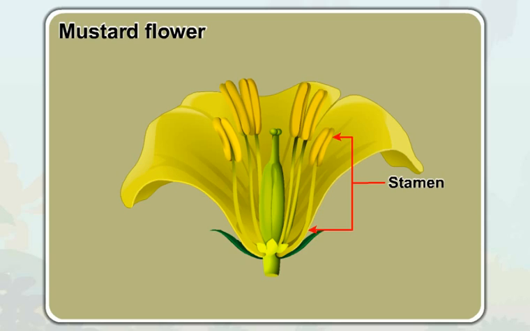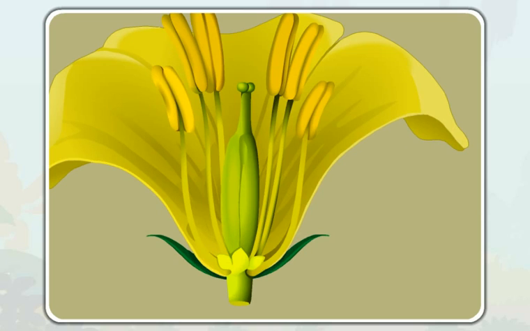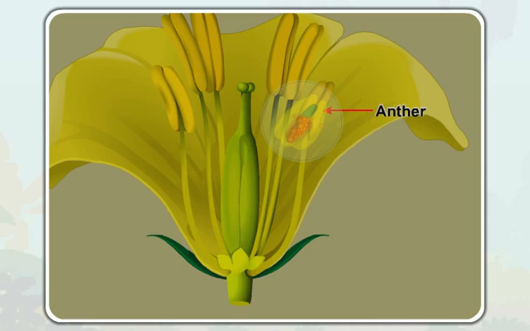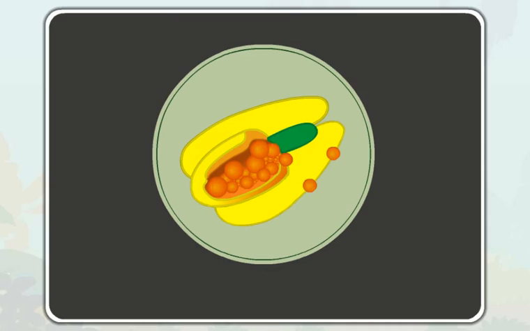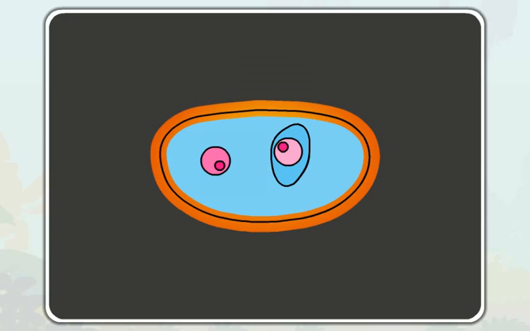Now look at the stamen. It has 2 parts. This is its anther and this is its filament. An anther produces some powdery substances inside it. These powdery substances are known as pollen grains. A pollen grain too produces a kind of cell which takes part in the reproduction.